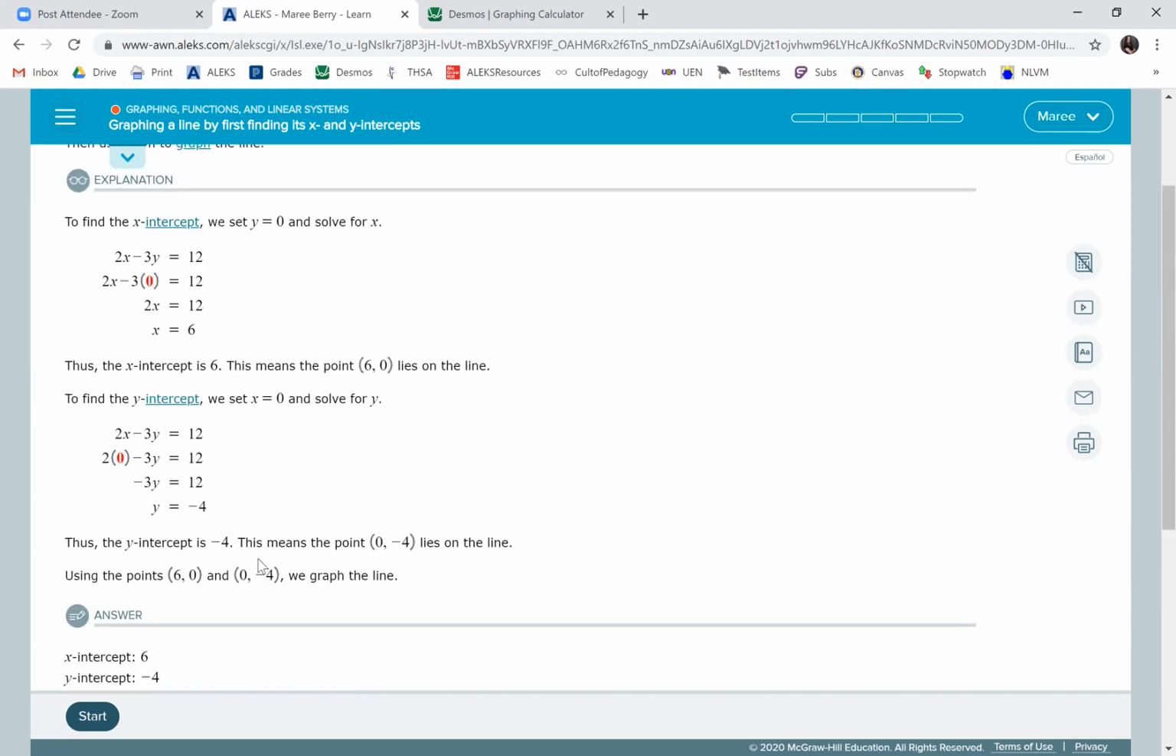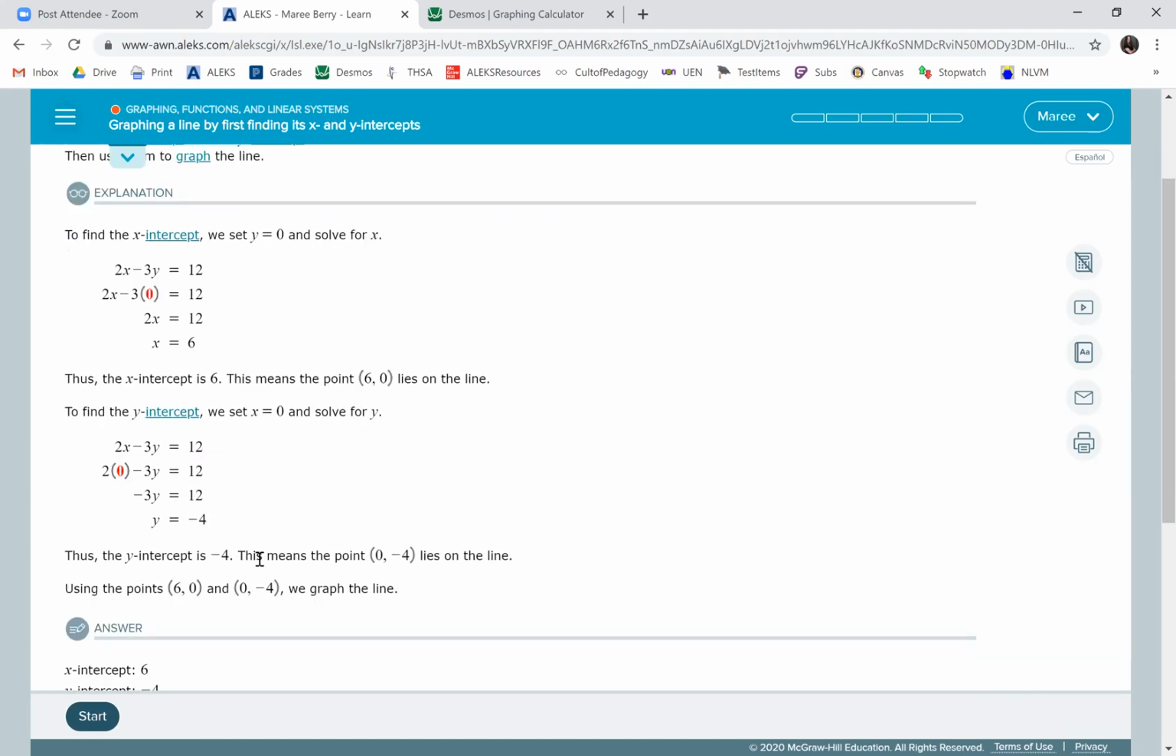The one thing I do is I just go like this. Okay, watch this. So I say, I want the x-intercept. Oh, I got to turn my pen on. So I look at the number in front of x, which is 2, and I just do 12 divided by 2. And my x-intercept is 6.